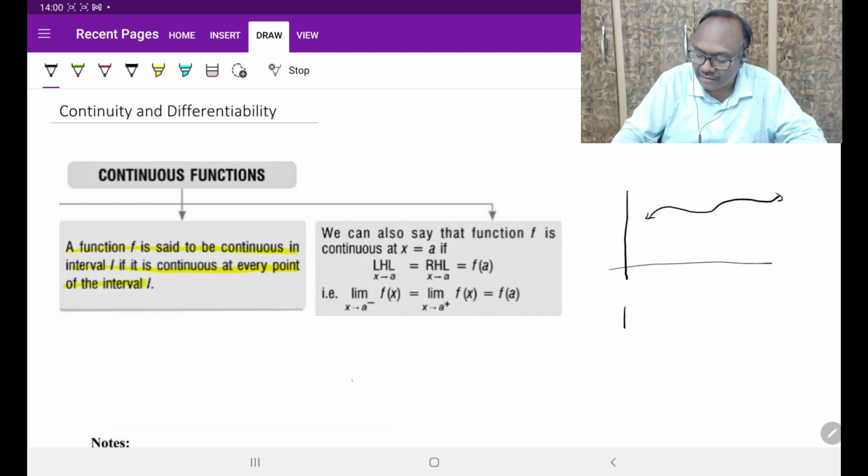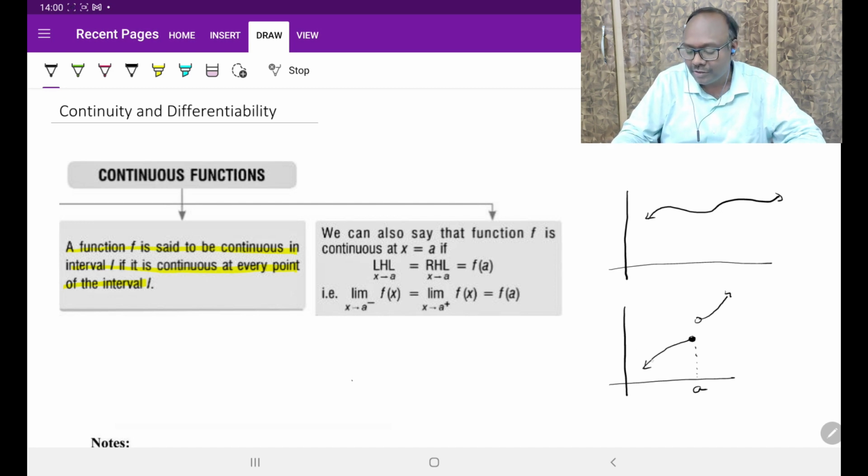And let us observe another graph. So where we could see that there is a break at a point, say x equal to a. So you could observe in the second graph that there is a break at a point x equal to a. Therefore, we say that the function is discontinuous at a point x equal to a. Whereas in the first graph, we could see that the function is continuous without any break in its interval.